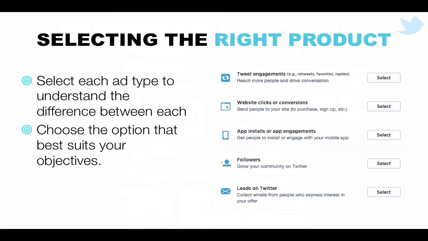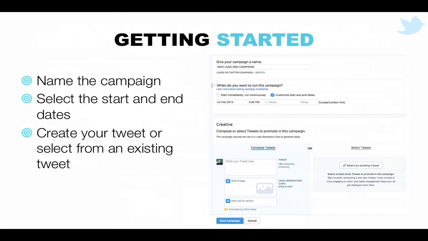Once you have been through each one of these options and read exactly what it is the user will see and how they will see it, and of course how the campaign will be optimized, you can then move on and get started with the ad product that's going to be right for you. To get started, what you will need to do is name the campaign, so give it a name that's relevant to the goal you're trying to achieve.